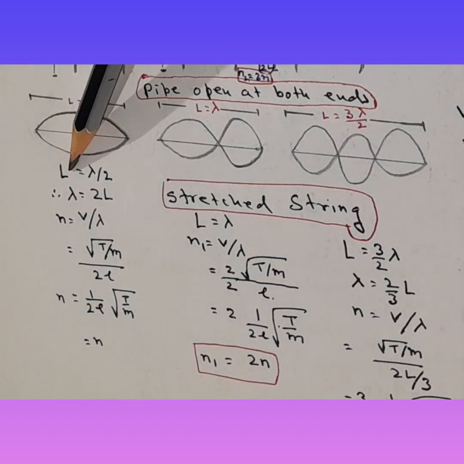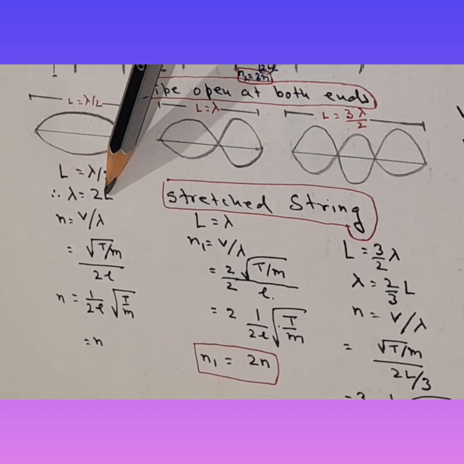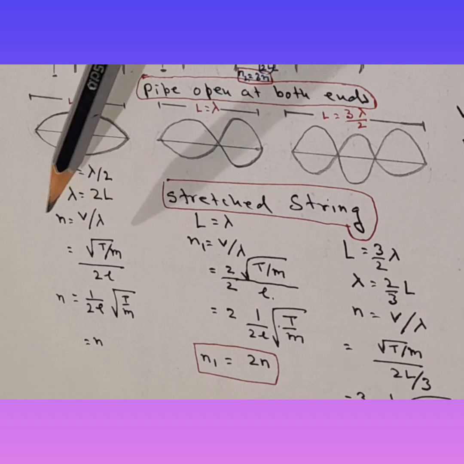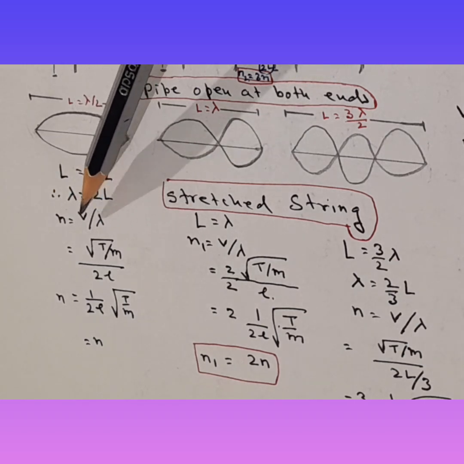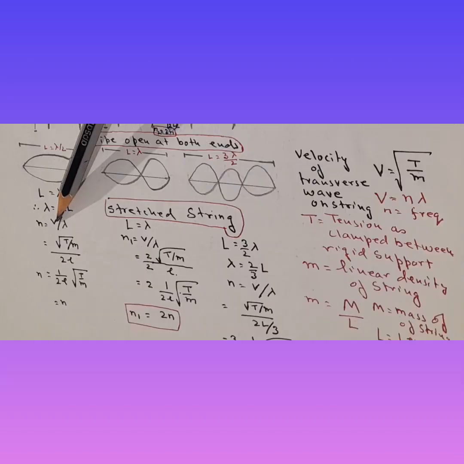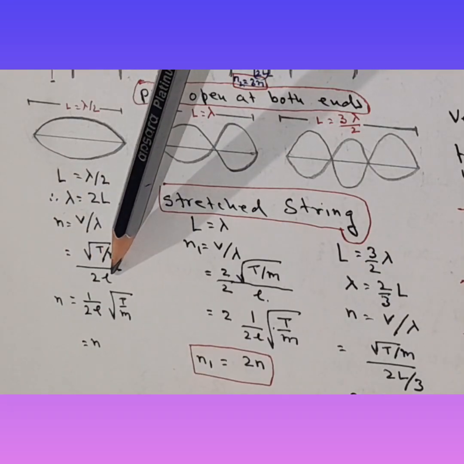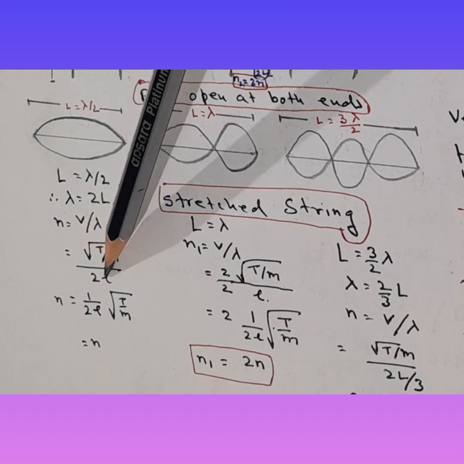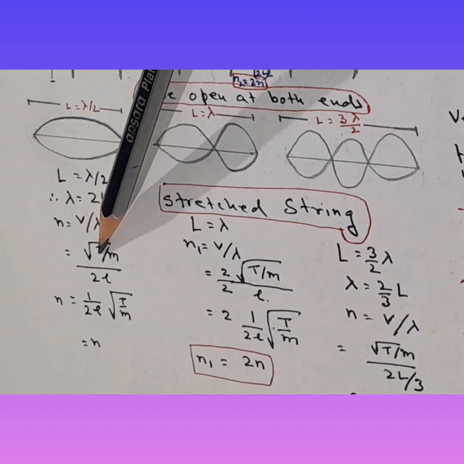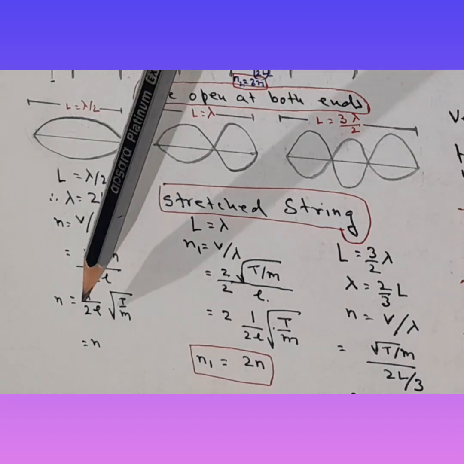Now here in this case, we found that L is equal to lambda by 2. So lambda is equal to 2L. N is equal to V over lambda. Now here what we are using is this formula. We had told that V is root T over M. So we are using this formula root T over M over L. So what happens is this T remains up, M goes down.